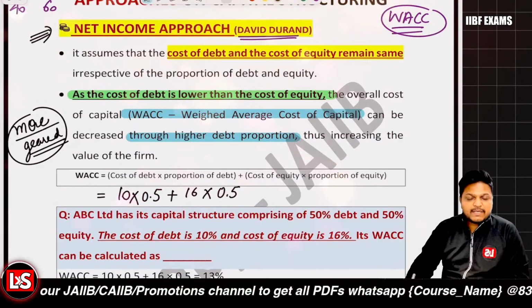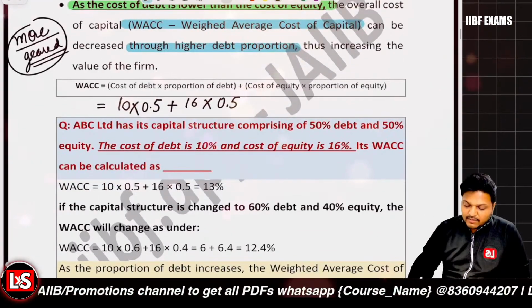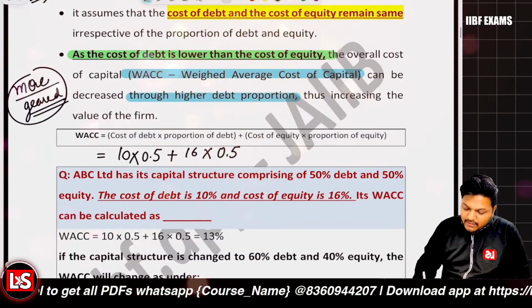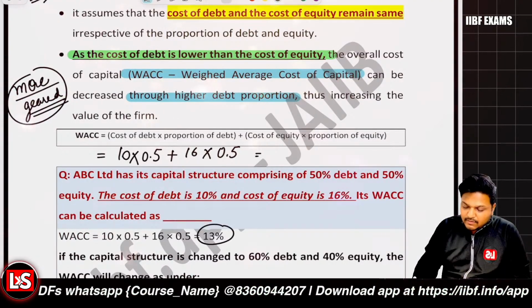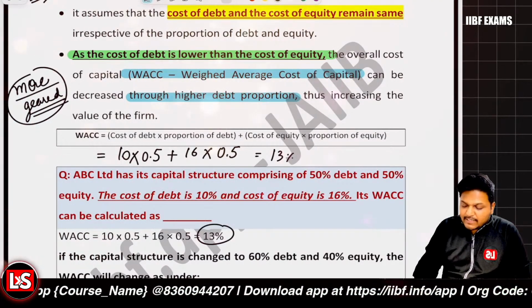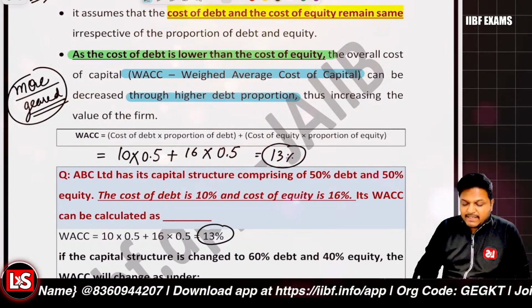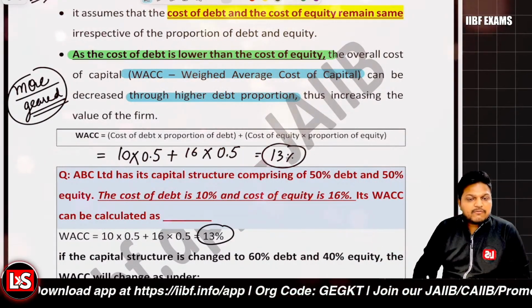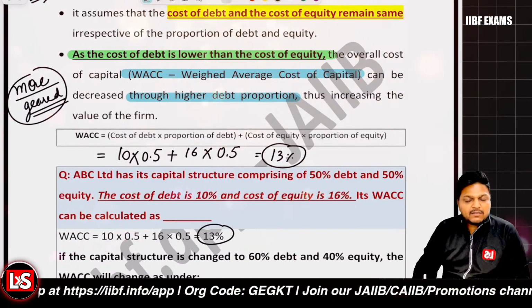So we can simply calculate the WACC here, right? And we calculate it to be 13%. Weighted average cost of capital, we calculate it in percentages. That's why we kept the cost in the same number. We never changed it to the decimal, right?